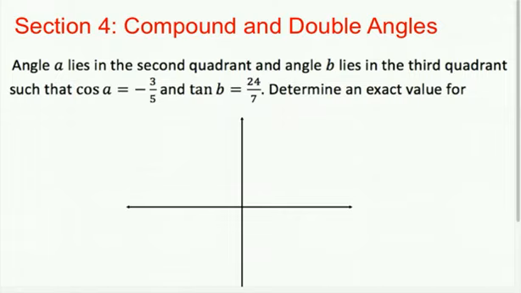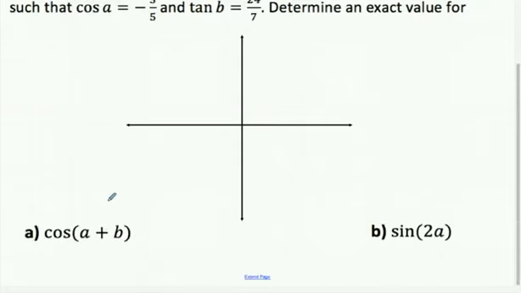Okay, now let's move on to compound and double angle identities that you would have learned. This question says angle A is in the second quadrant, angle B is in the third quadrant. It tells us what cos A and tan B are equal to, and we're going to want to determine exact values for this compound angle and for this double angle. So to get exact values for these, we don't actually need to solve for the angle. Since we have these ratios, we can figure out enough information and use the identities to get the exact values.